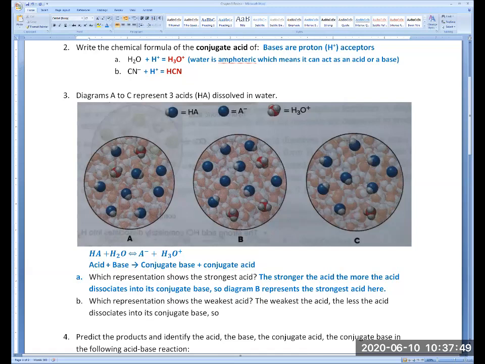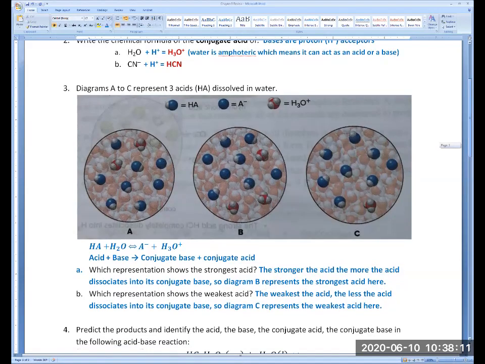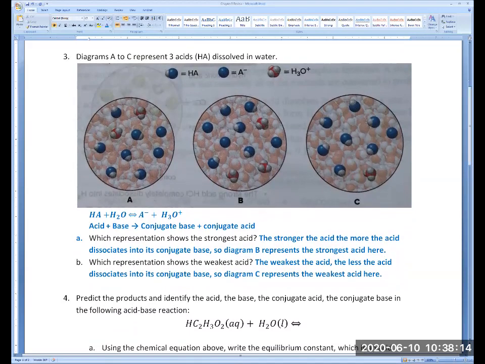So diagram C here represents the weakest acid, because it's the one that dissociates the least. And I don't know if this recalls something about electrolytes. Maybe it gives you a vague memory of strong electrolytes and weak electrolytes. And it's the same principle.